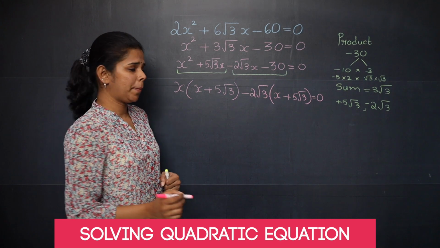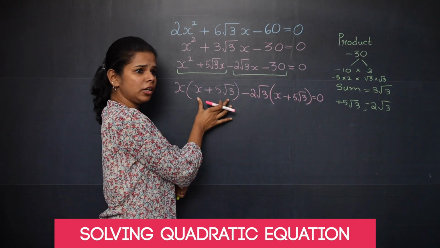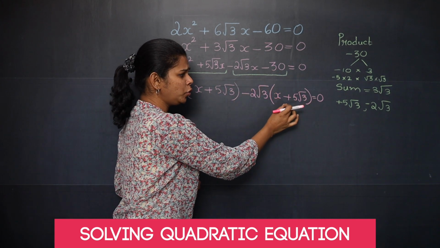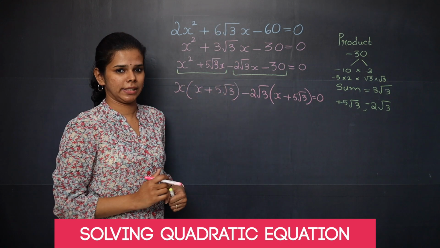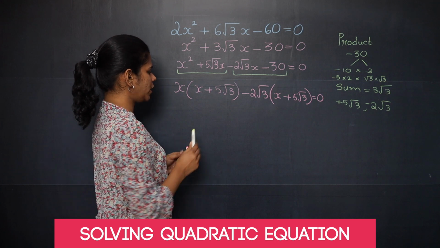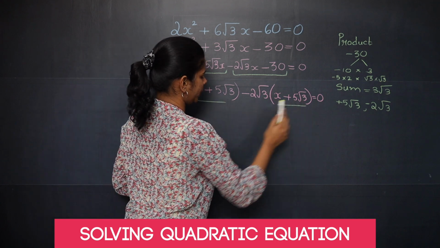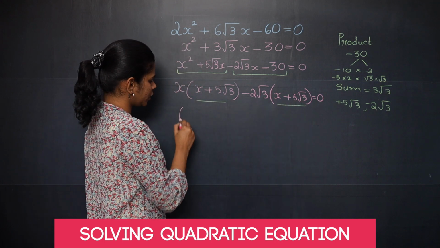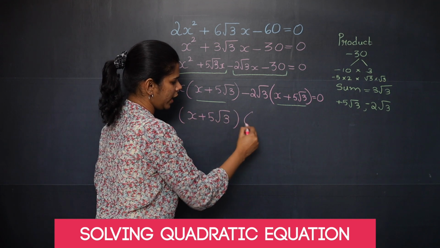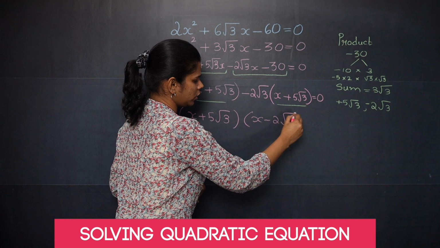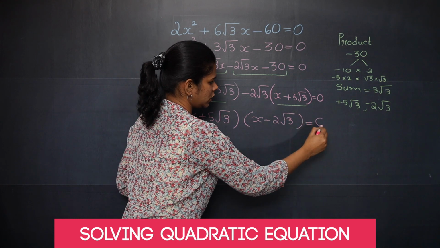Now always remember, whatever you get here, it should be the same there. But if you think there is something incorrect over here, you should check the whole steps once again. Now what is common here? This is common. You will take it outside. So (x + 5√3)(x − 2√3) = 0.